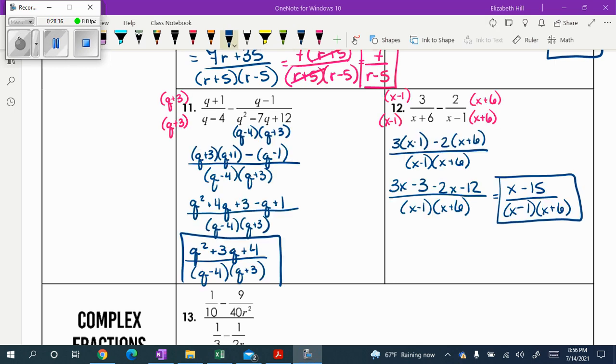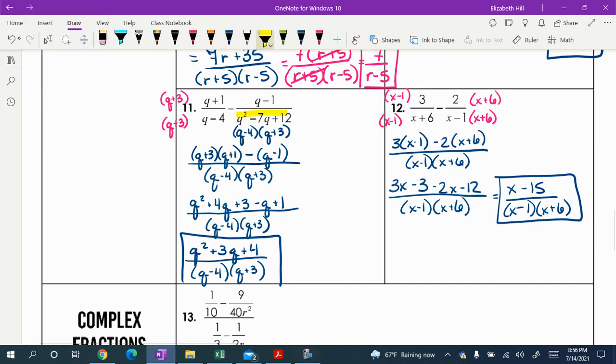All right, and here we are for 11 and 12. With number 11, once you factor out that q squared minus 7q plus 12, just notice that you have q minus 4, which you see in that first fraction. So really you just have to multiply that first fraction by the q plus 3, and that's what I did there.